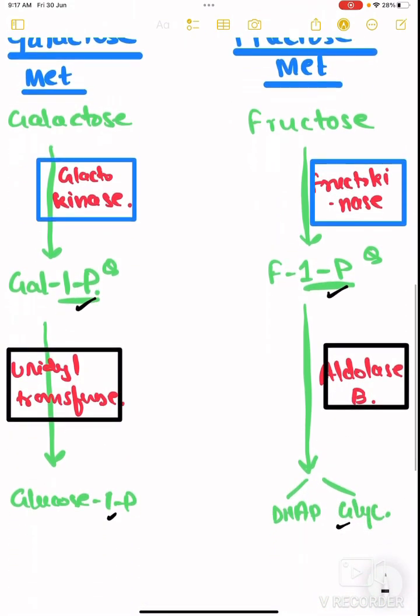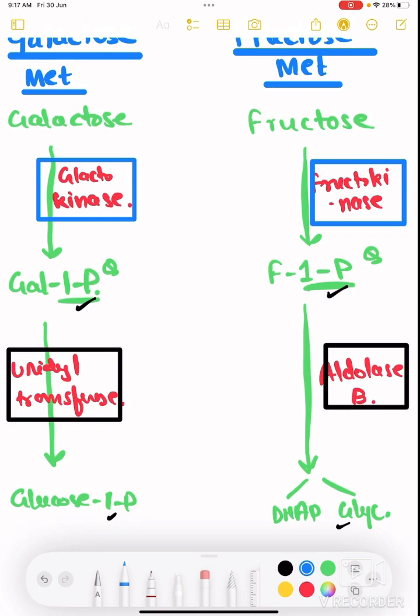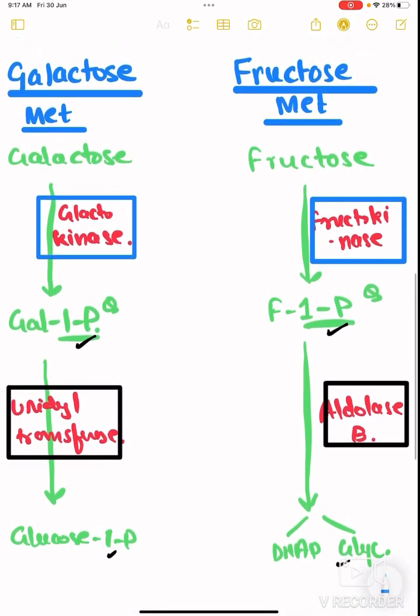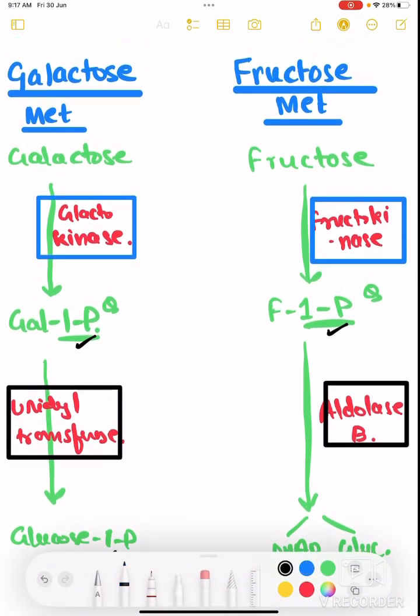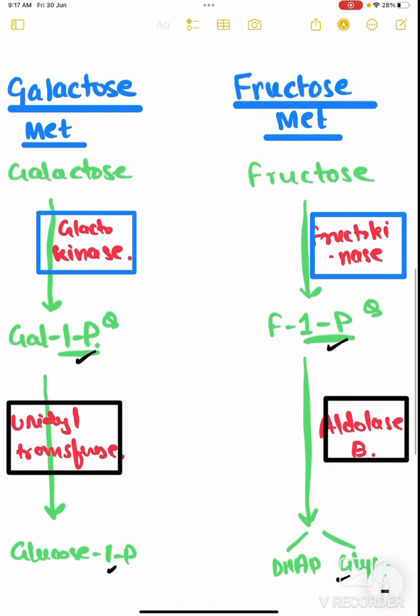So first of all, you have to understand a basic thing. If there is galactokinase or fructokinase deficiency, first of all what will happen is that it will be a mild disorder, right? It will be a mild disorder.